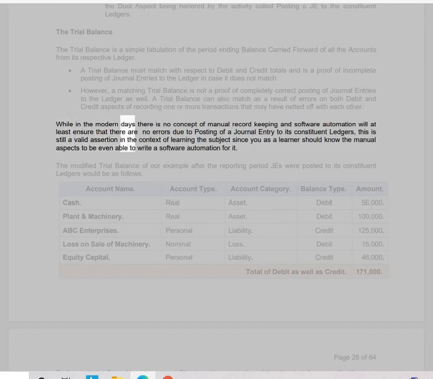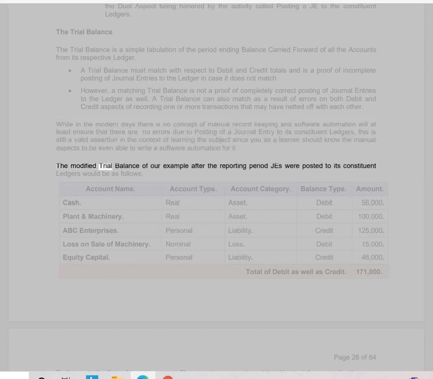While in modern days there is no concept of manual record keeping, and software automation will at least ensure that there are no errors due to posting of a journal entry to its constituent ledgers, this is still a valid assertion in the context of learning the subject, since you as a learner should know the manual aspects to be even able to write a software automation for it.